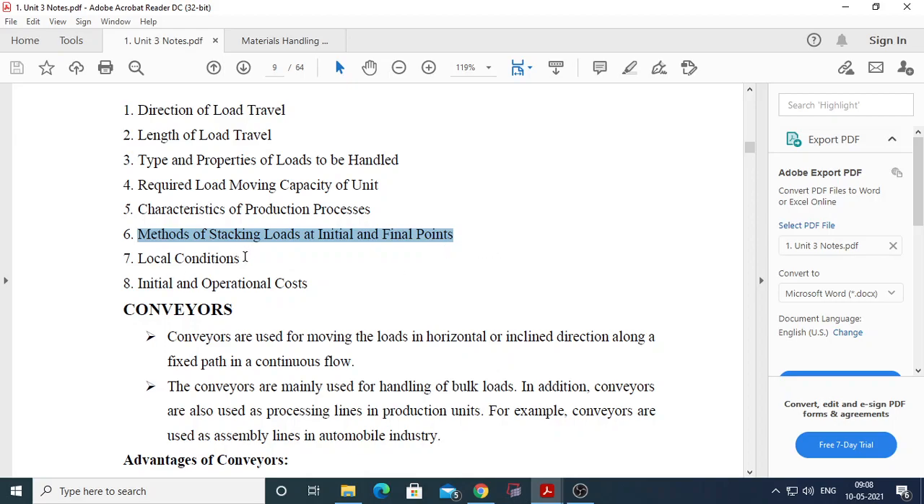Then what are the local conditions? You have to check the size and shape of the given material or area of the material. When you place or settle it, how much area is occupied, you have to check the size and shape of the area. Second thing, you have to check the type and design of building. As per the type and design of building, we will use different types of material handling equipment.